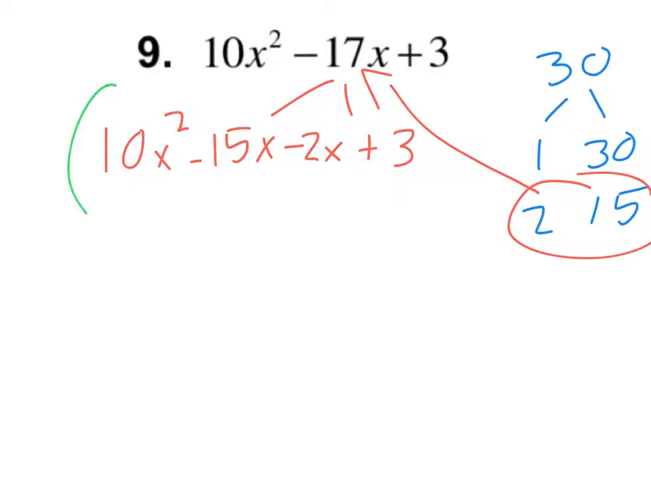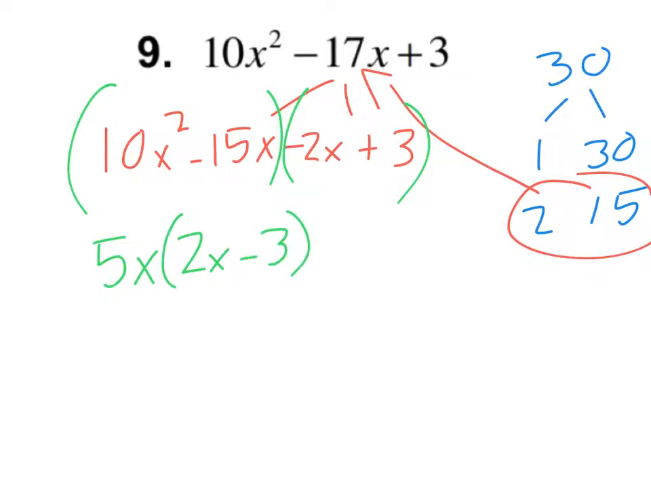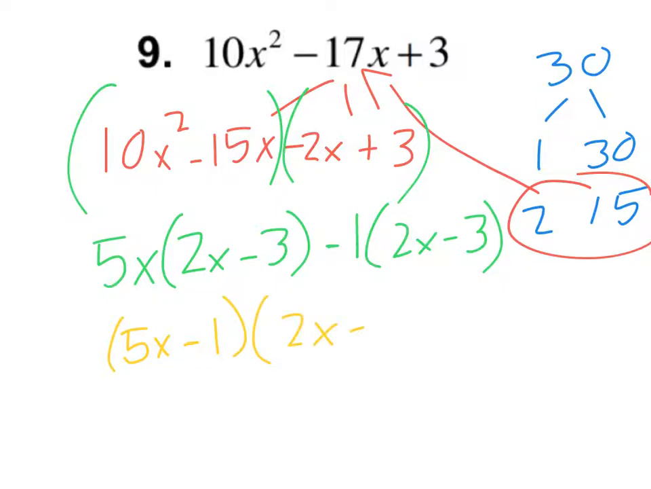Okay, now I'm going to group my first 2 terms together and my last 2 terms together. The first 2 have a GCF of 5x, that leaves me with 2x minus 3. All right, the last 2, the GCF is negative 1 because I need to make sure I get my signs correct. So I factor out that negative 1. That leaves me with positive 2x and a negative 3. All right, and then regrouping this, that's 5x minus 1 times 2x minus 3.